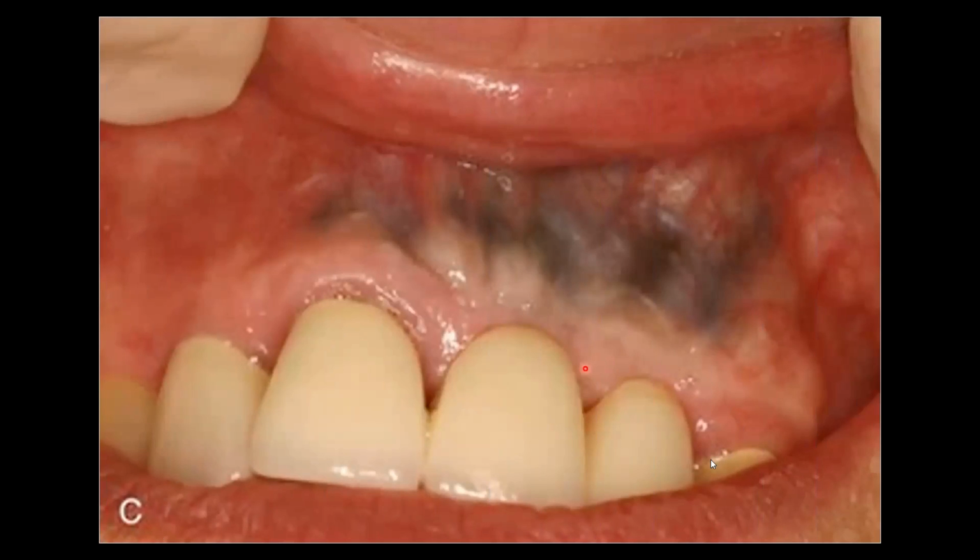Have you ever seen amalgam? Boy. Have you ever seen amalgam on anterior teeth? Amalgam in this location is a weird thing.